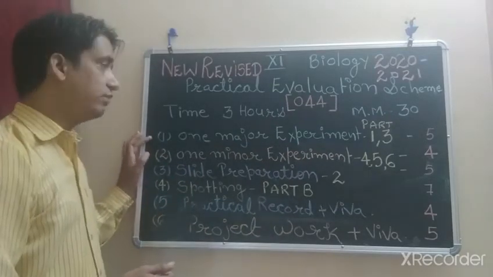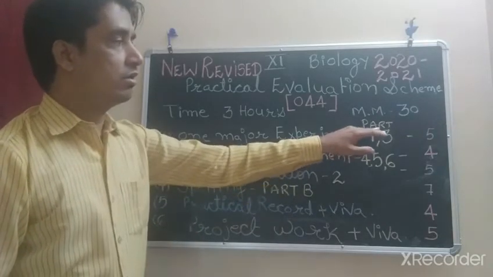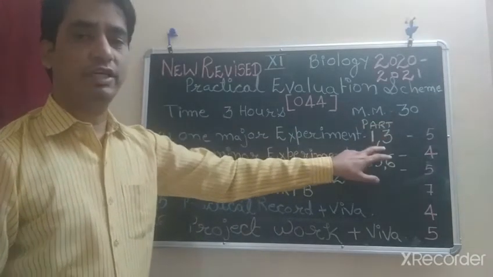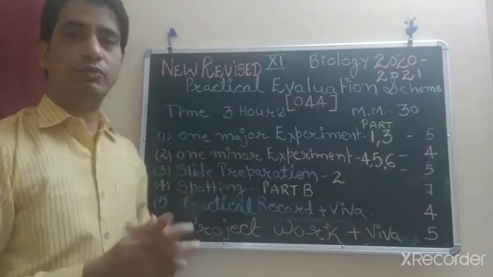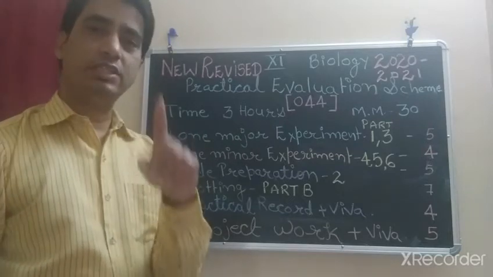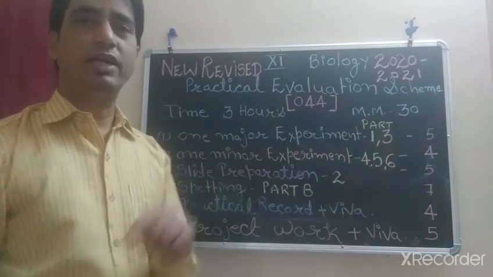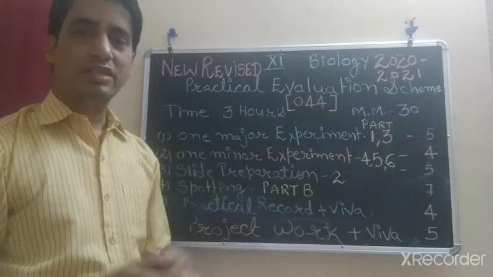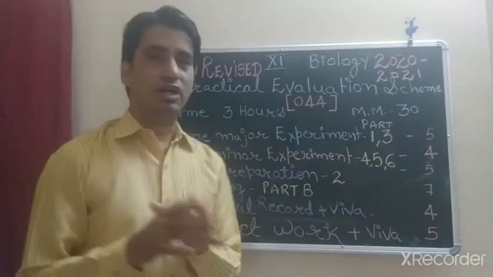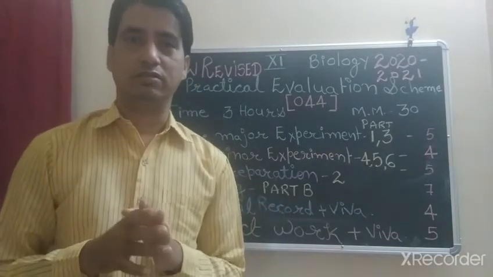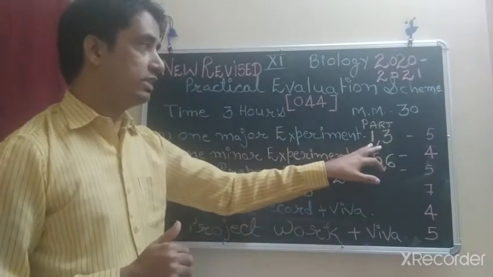First, there is one major experiment. Part A, that is experiment 1 and 3. In this part, students have to perform any one major experiment from experiment number 1 and 3 of Part A. A whole list of experiments is given by CBSE on its official website. Students, you can check it. I will tell you what these two practicals are.